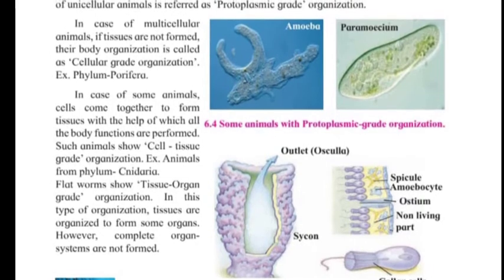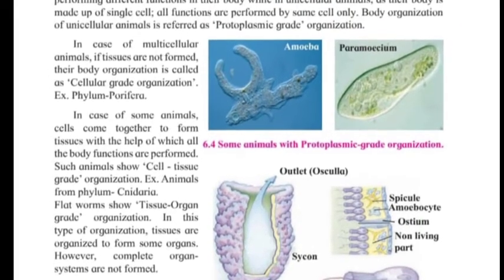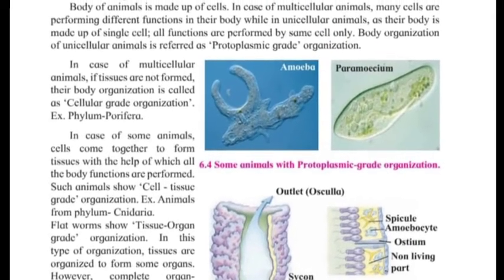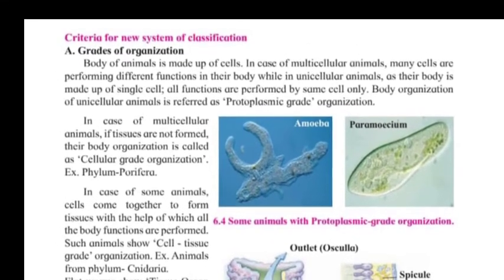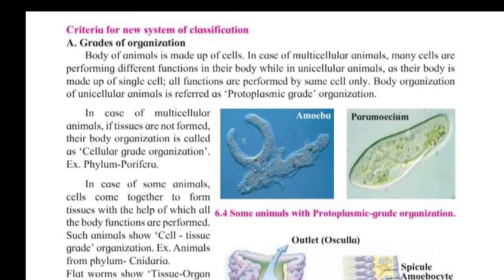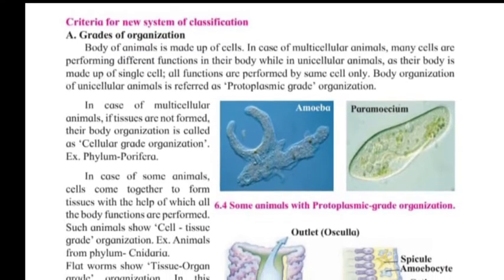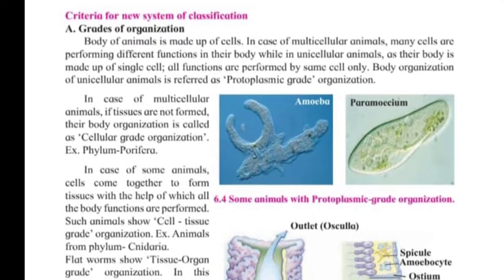I'll repeat it once. We'll go through all these points together from down to up. First, we are seeing the tissue organ grade organization. In this type of organization, tissues are organized to form some organs. However, complete organ systems are not formed. Afterwards, we have seen cell tissue grade organization. The example of it is phylum Cnidaria.